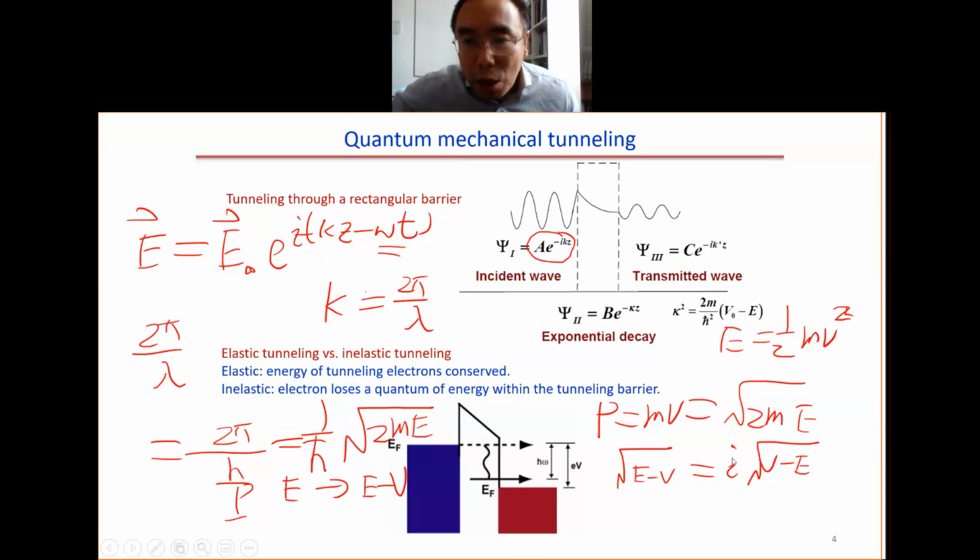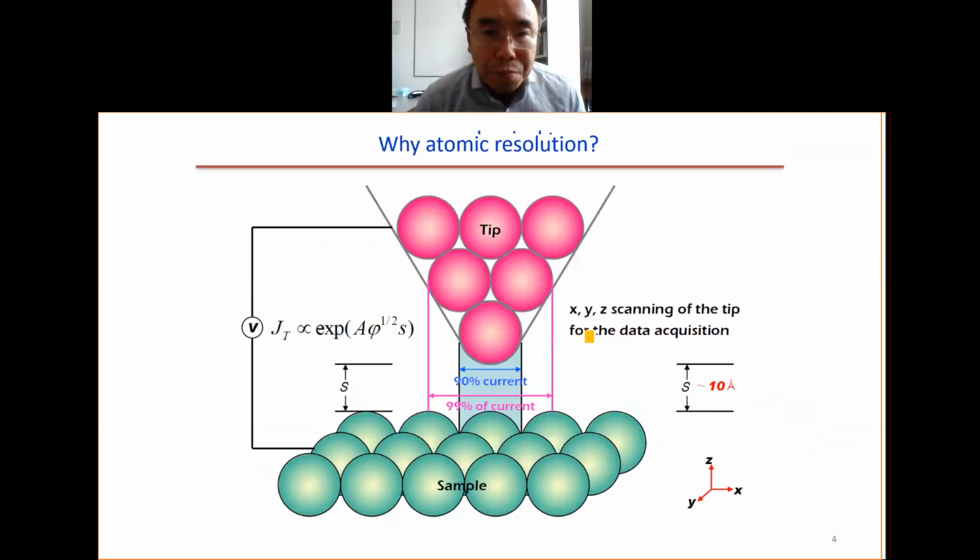You have one I here, another I here, so I squared equals minus 1. So here you have this minus 1 term, because you have one I and another I. Then inside you have this V minus E term, and still you have this 2m term. So this is the basic principle of tunneling.